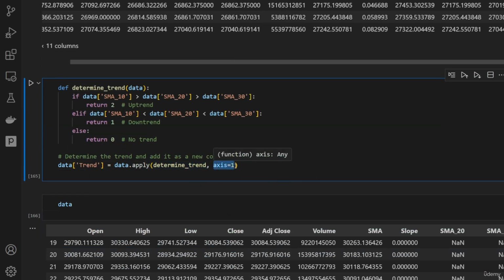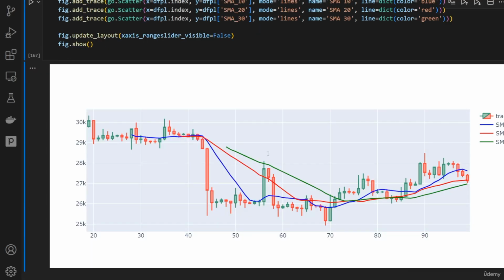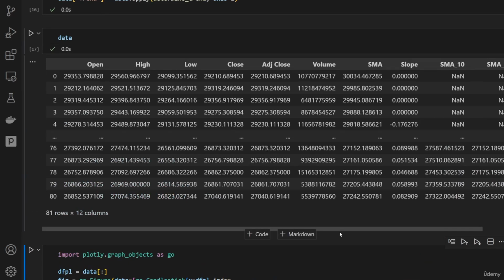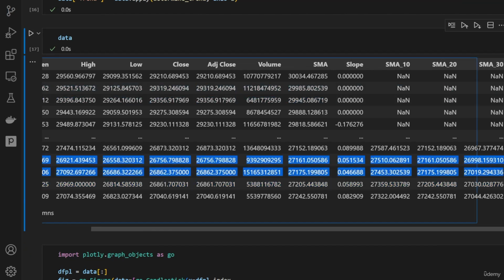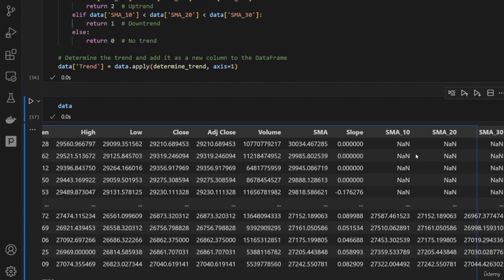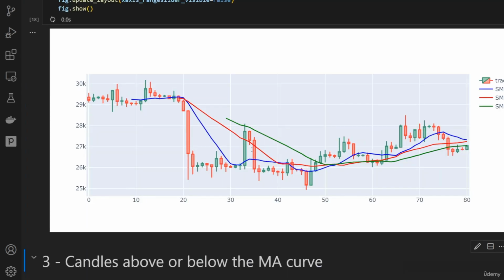And along the axis would equal to 1 to work on the rows. Whenever we run this cell, now we can print the data frame, and we can see at the end we have a trend column that was added, and it has some zeros, it has some twos, and I'm sure that we have some downtrends, some ones somewhere along the data frame. Now we can plot this.